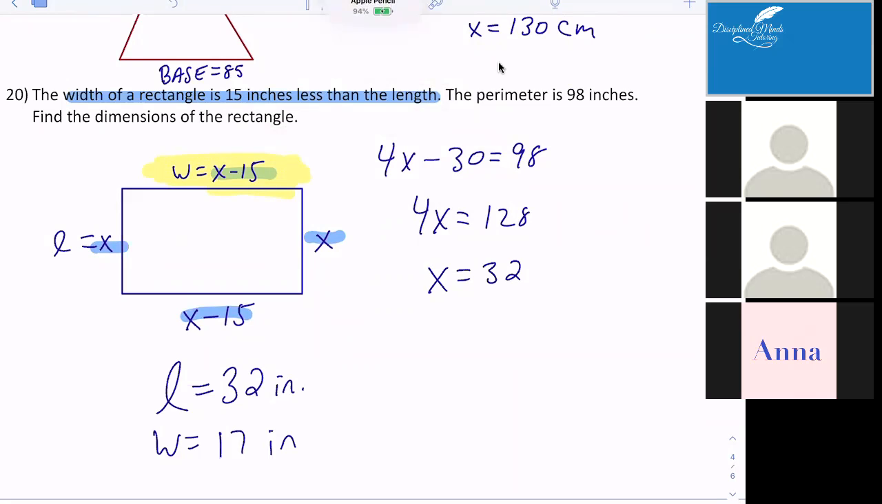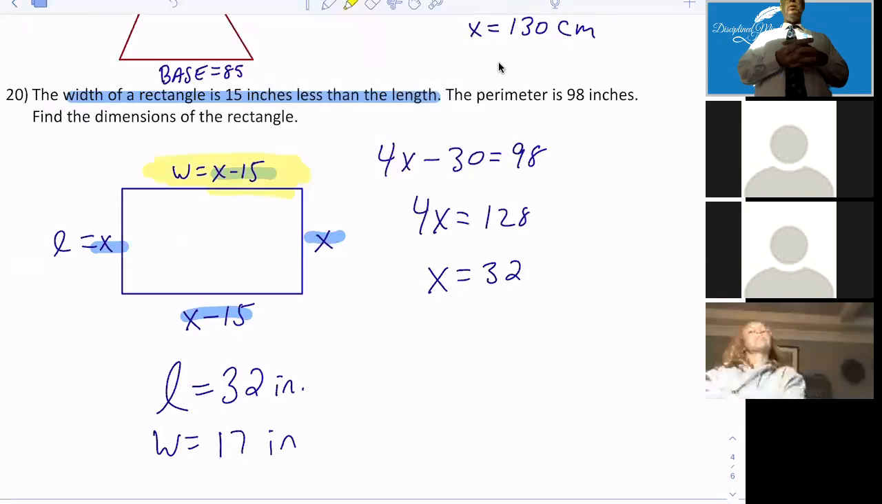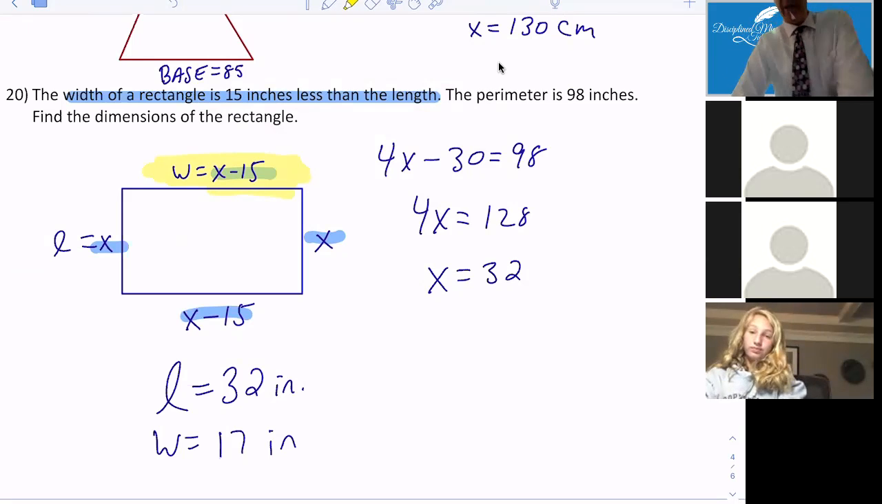All right? Now, again, homeschool peeps, sorry I just lectured for the most part today, but I think it's super important that you're writing things down. Please do those six problems on your own.